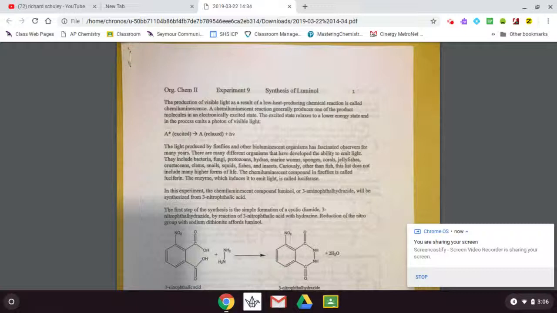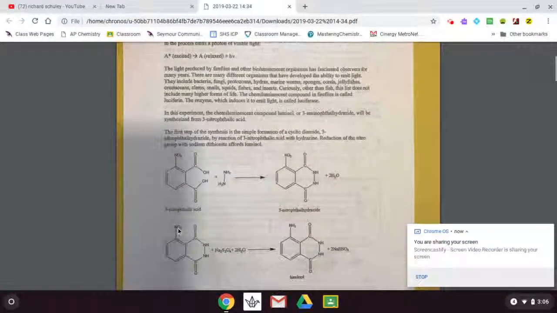What we're going to do is create the product, and it is a two-step process. So in that first step, we're going to take 3-nitrophthalic acid. You can see that formula there, and we're going to react it with hydrazine. Hydrazine essentially is rocket fuel. So be careful with this stuff around any flame at all, and you will have flame this time.